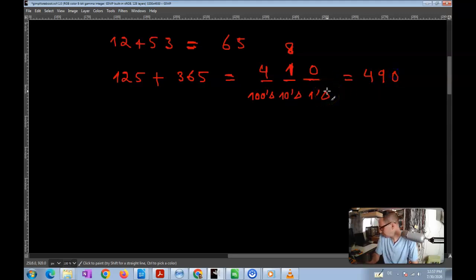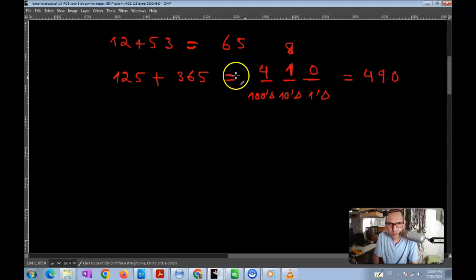I hope that I haven't made any mistakes. So that's 125 plus 365. That's 490. Okay. Now you see that doing this kind of operation, even when you have a piece of paper in front of you, it's not very easy. Meaning that you might actually make some mistakes.